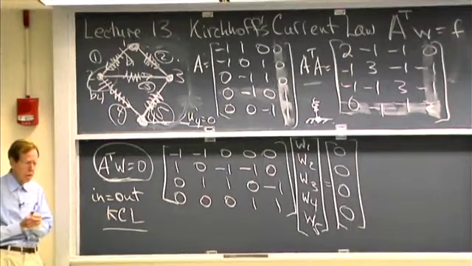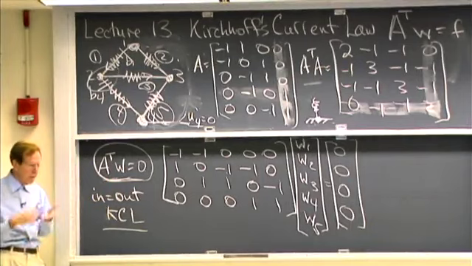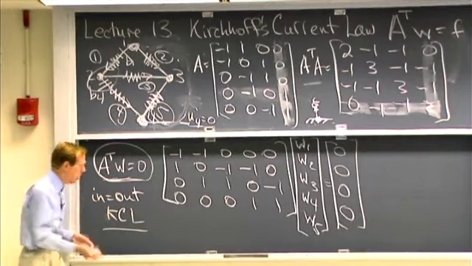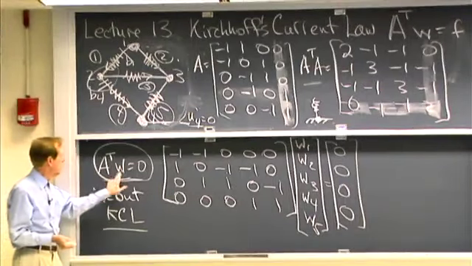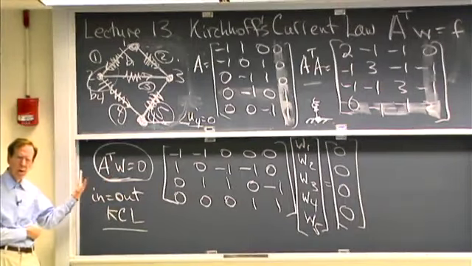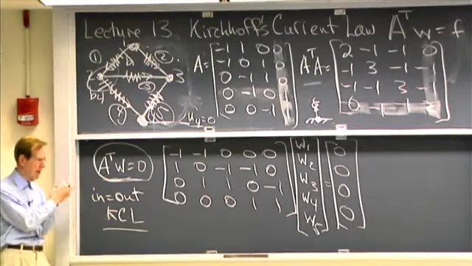Are there any solutions? Well, of course, there's always the 0 solution. But I always ask you, what are the solutions when 0 is on the right-hand side? So what are the W's that solve Kirchhoff's current law? Now, that's a new question. We haven't asked that before.